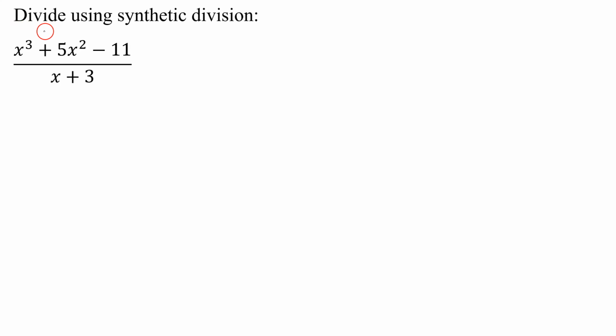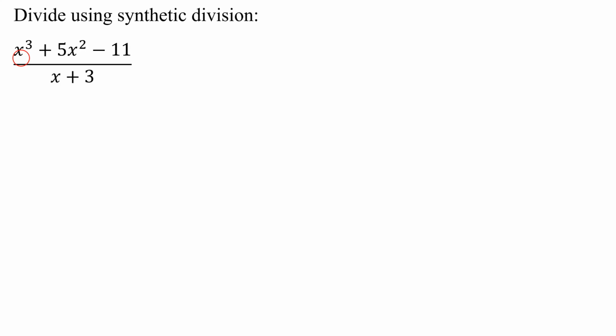In this problem, we're asked to divide using synthetic division when I have the cubic polynomial x cubed plus 5x squared minus 11, and I'm dividing it by the binomial x plus 3. Well, first of all, can I use synthetic division in this case? Yes. Remember, to use synthetic division, we need to divide by a binomial that's either x plus a number or x minus a number. So we're allowed to use it in this situation.